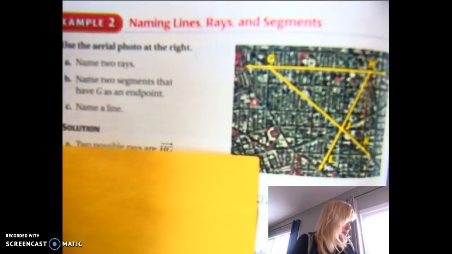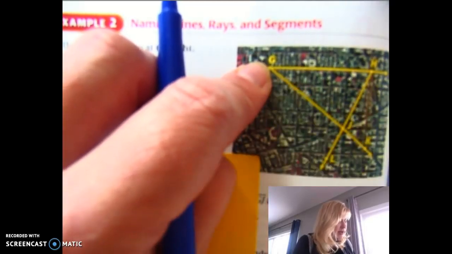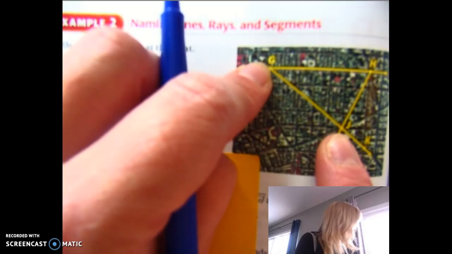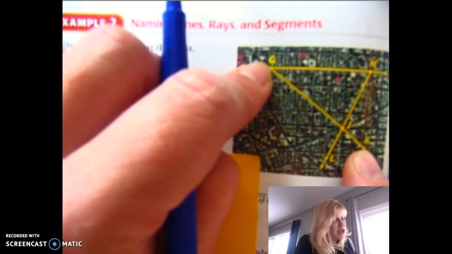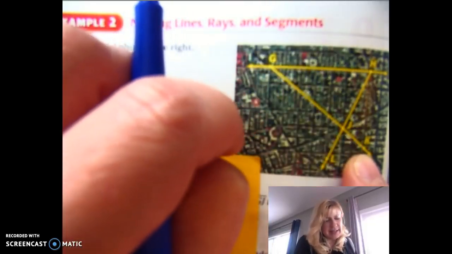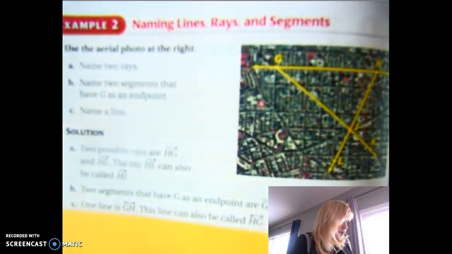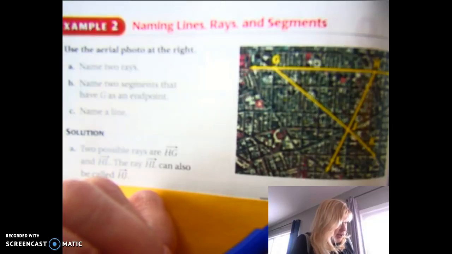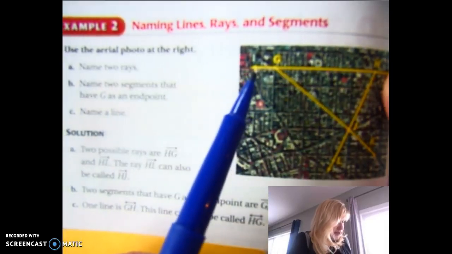Let's see, the second one is name two segments that have G as an endpoint. I see you could do HG right here. I could do JG right here. And technically, if you wanted to call this an endpoint, K, and not consider everything out, you could do KG, but it has to have the correct hat on the top. You cannot name this as a ray. Name a line. So if I look at this, you could use the GH line. You cannot use any of these that have an endpoint here. That's the only line that I see where there's a line that goes in two directions.